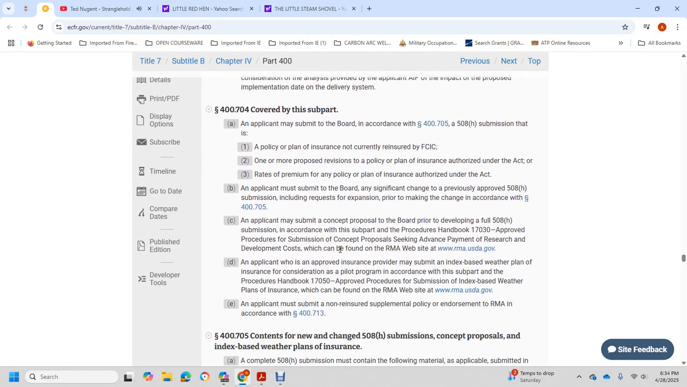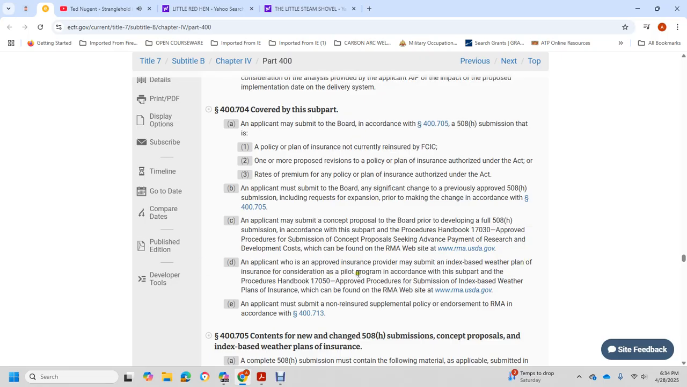The applicant may submit the concept proposal to the board while developing the full 508(h) submission, in accordance with the subpart procedure, section 17030. An approved procedure for submission of a concept proposal seeking advance payment for research and development costs can be found at RMA.USDA.gov. The applicant and approved insurance provider may submit an index-based weather plan.